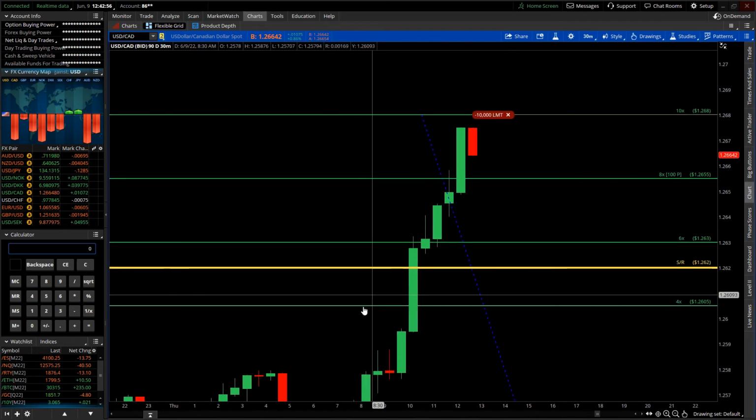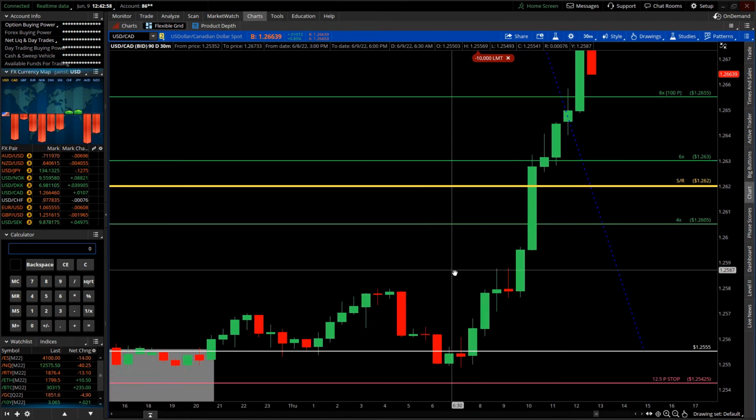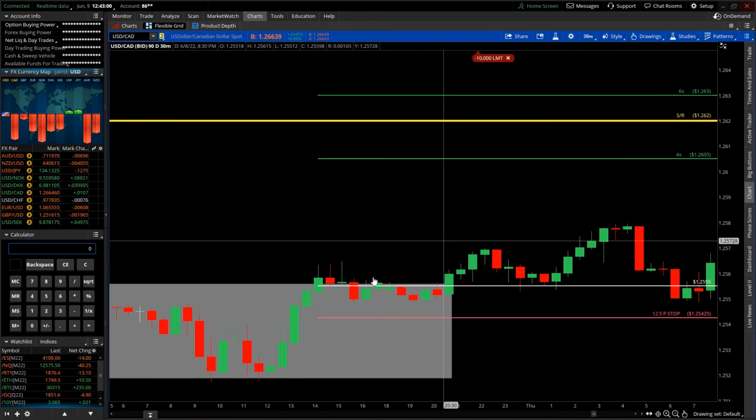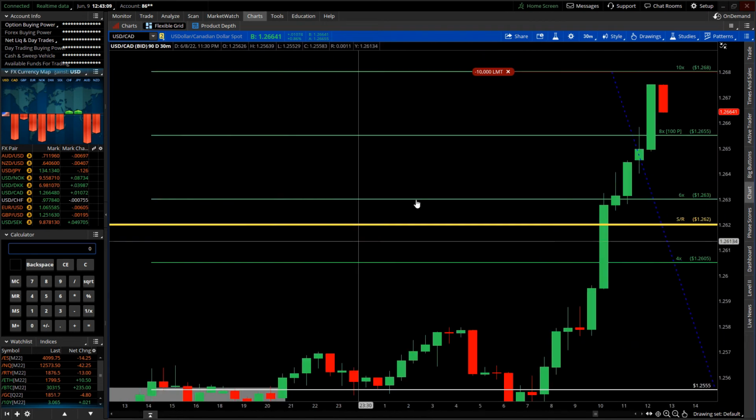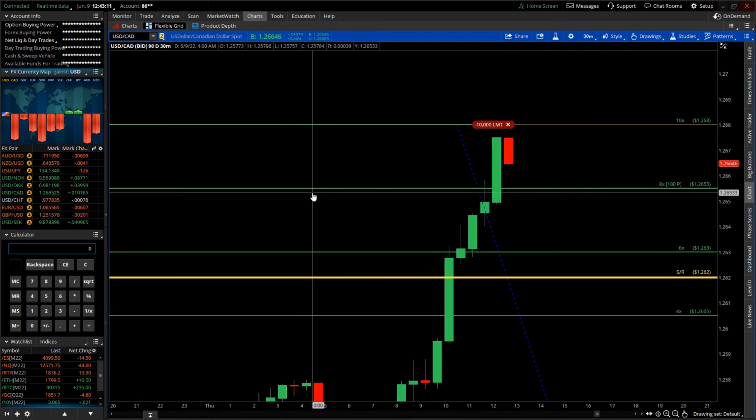But I was fortunate enough to capture or enter this trade before the breakout, and I got into this trade right here back yesterday at 2 o'clock, almost 24 hours ago. So that's the status. I'll go ahead and pause it again, and I'll be back.